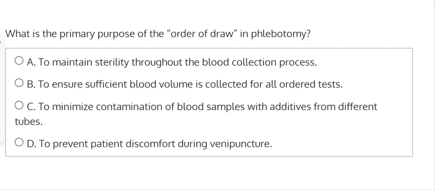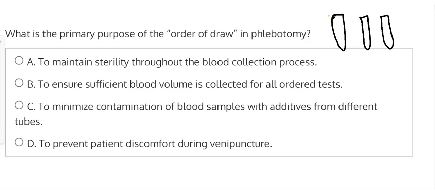What is the primary purpose of the order of draw in phlebotomy? The order of draw refers to the order in which you use certain tubes. Certain types of blood tests use different colored tops, as we've seen. So we have our test tubes, and these are now drawn to scale.